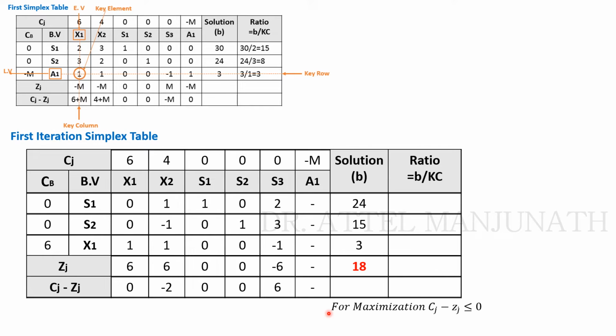Once you calculate all these things, you need to check for the optimality condition, that is for maximization all Cj minus Zj should be less than or equal to 0.